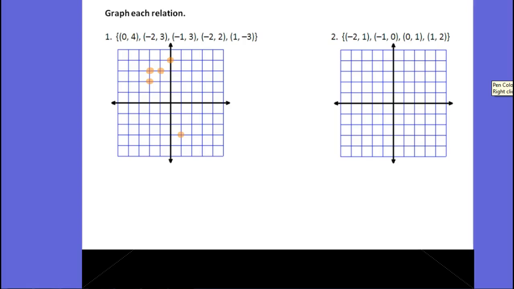Looking at these points, would you say this is discrete or continuous? That's the first thing we want to talk about. Well, continuous is forming a smooth line or curve. These are not really going to form a smooth line or curve. So this is a discrete relation.